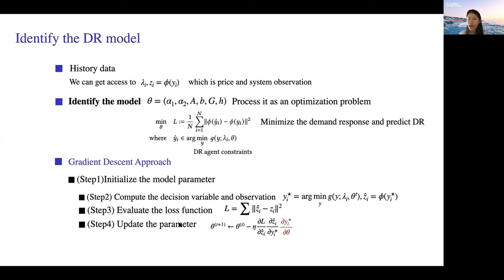And finally, we can update the parameter using the gradient chain rule. However, you can see the partial L, partial Z, partial Y star can be easily implemented, while the partial Y star, partial theta cannot be easily computed, since it is a gradient of the solution with regard to the parameter in our optimization problem.